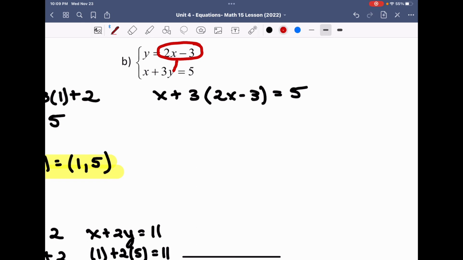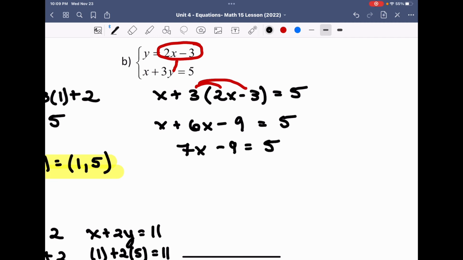When I distribute this 3 into the brackets, I get x plus 6x minus, and in this case 9, is equal to 5. I add my like terms, which is 7x minus 9 is equal to 5. I'm going to add the 9 across because it's being subtracted, so I get 7x is equal to 14. And now I have a 7 that needs to be divided away. So I'm going to divide both sides by the 7, therefore x is equal to 2.